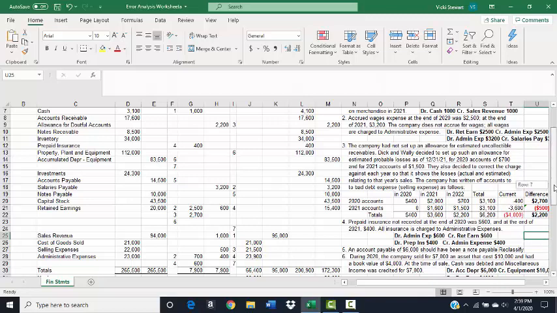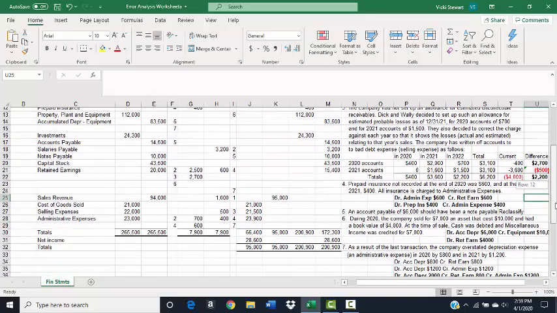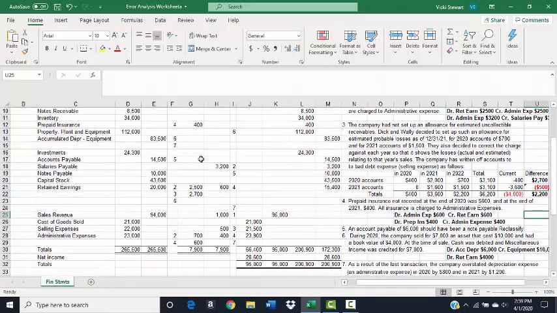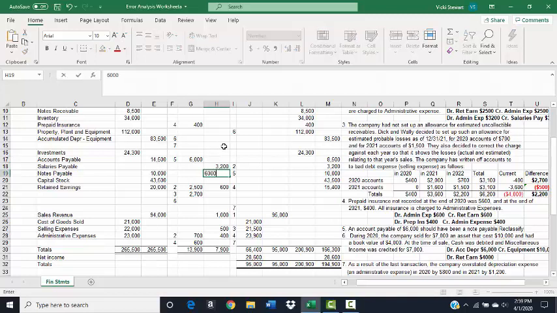Now the next entry states accounts payable of $600 should have been reported as a note payable. So this is just a reclassification entry on the balance sheet. We're going to go to accounts payable and debit it to remove the $6,000, and we're going to go to notes payable and credit it for $6,000.